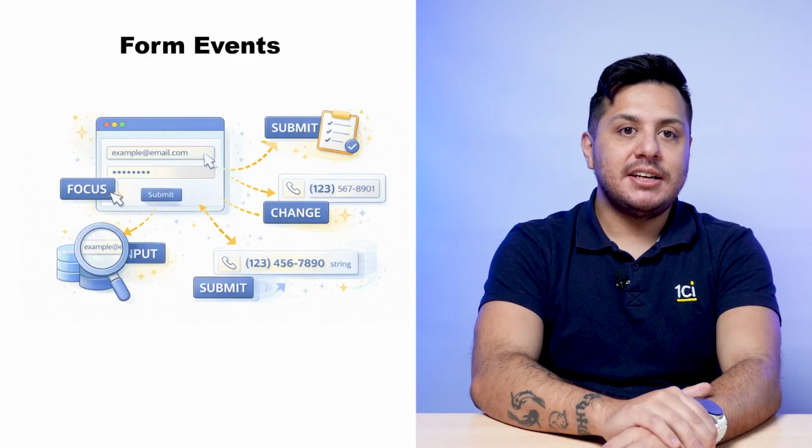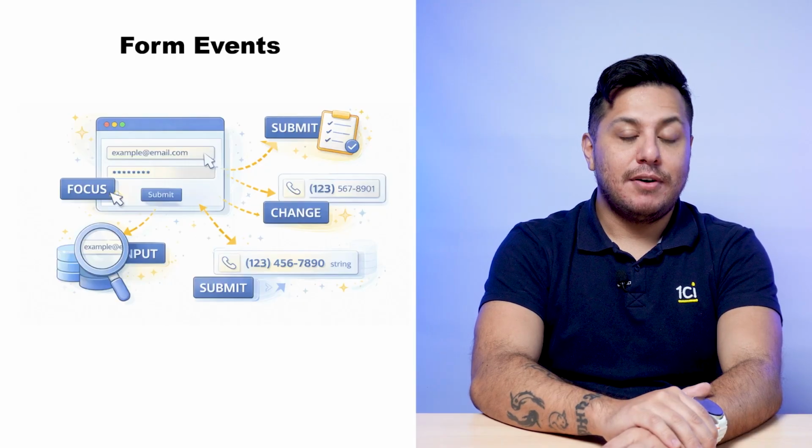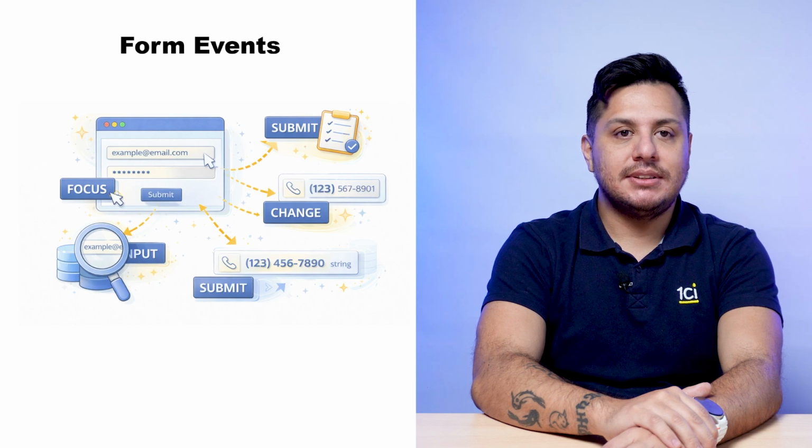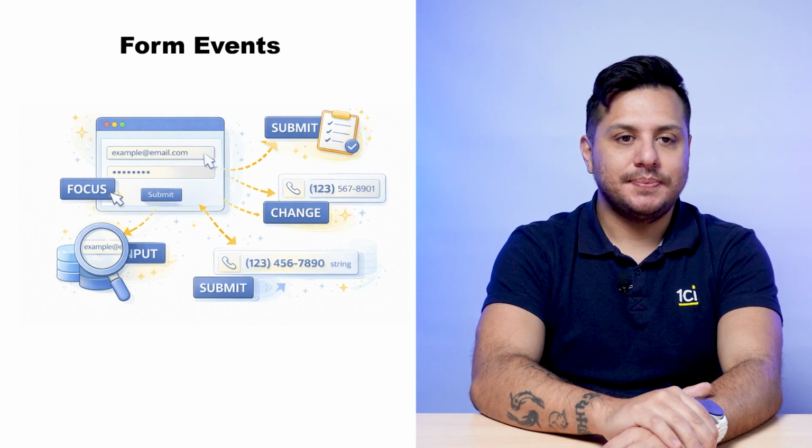Forms are interactive. Users click buttons, change fields, open forms, and close them. Each time a user interacts with elements of a form, these actions are read by the 1C Enterprise platform. This interaction is called an event. Form events let us control what happens at each of these moments.